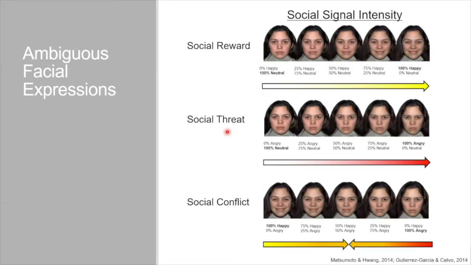Same thing for social threat. Typically, folks will have sort of subtle expressions of anger that eventually gives rise to this more full-blown display. And something that's interesting that we don't talk about as much is social conflict. This is when you have social reward and social threat happening at the same time in the same facial expression. So for example, you start here with happy 100%, here's angry 100%, and you can blend these together to where you really get 50% happy and 50% angry in the same facial expression.